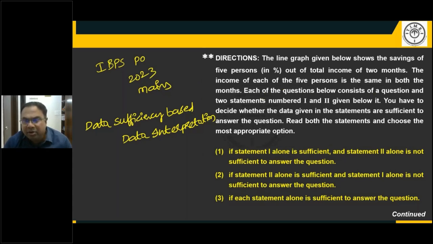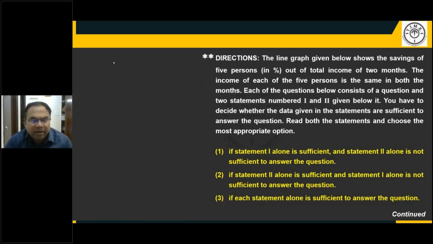Each of the questions below consists of a question and 2 statements numbered 1 and 2. You have to decide whether the data given in the statements are sufficient to answer the question. Read both the statements and choose the most appropriate option. Statement 1 alone sufficient, statement 2 alone not sufficient: if you are getting the answer from statement 1 alone, not from statement 2 alone, then you mark answer choice 1. If you get the answer from only statement 2 alone, not from statement 1 alone, you mark option 2.